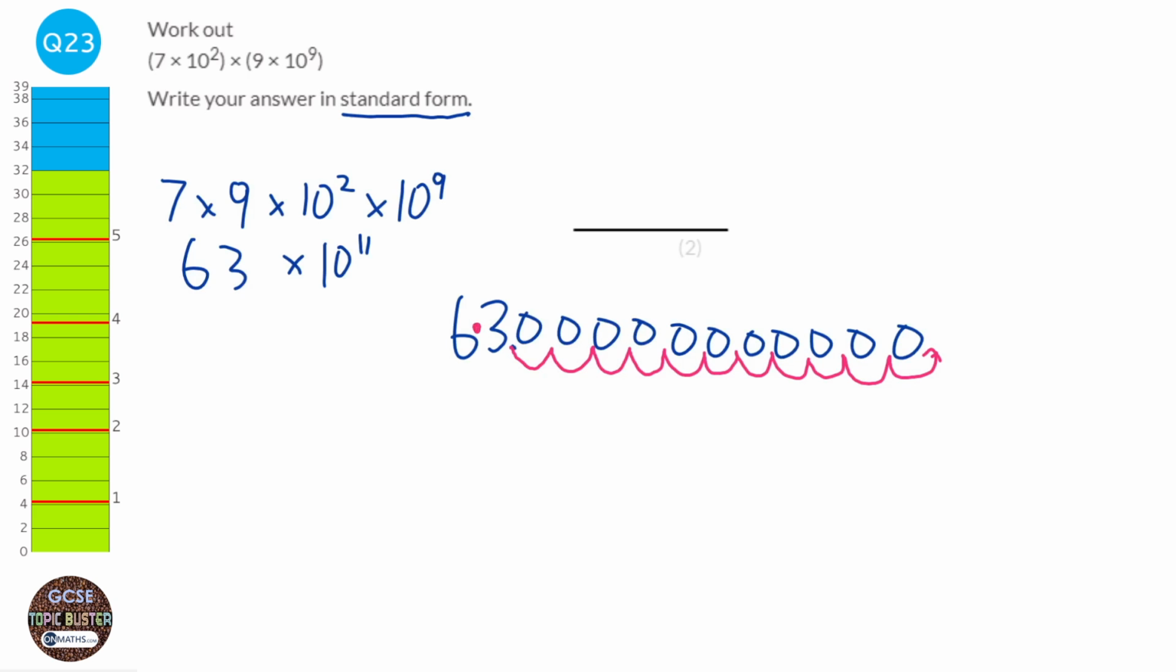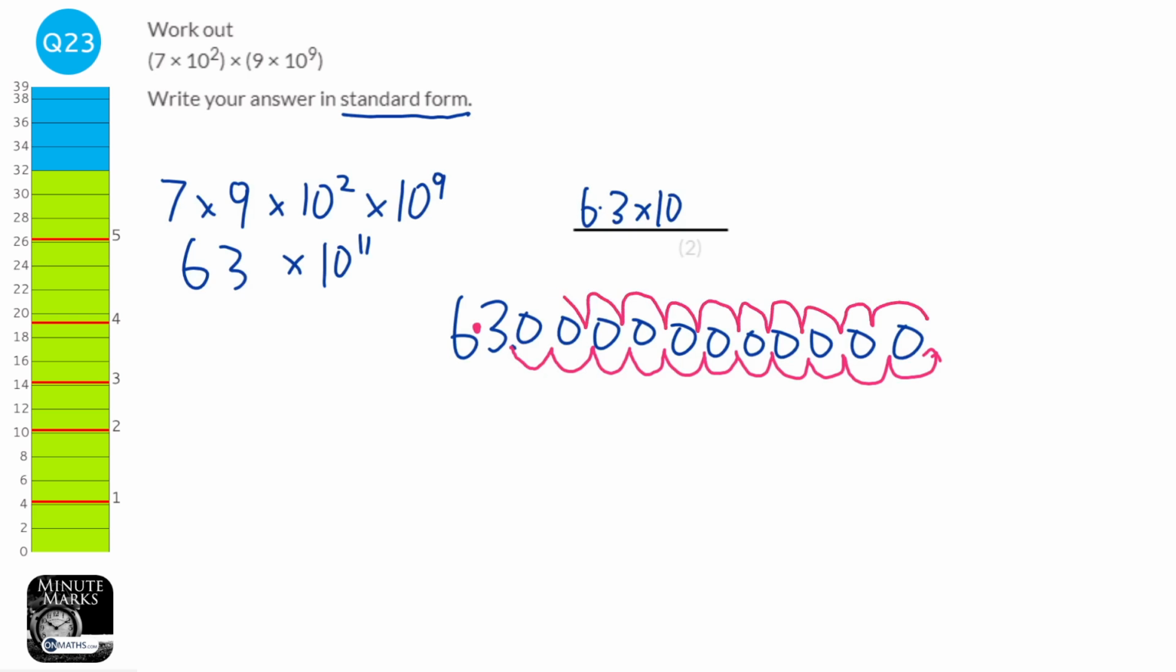Now, to make it a number between 1 and 10, not including 10, the decimal point needs to be here. So we want to end up with 6.3 times 10 to the power of, well, let's work that out now. So we go 1, 2, 3, 4, 5, 6, 7, 8, 9, 10, 11, 12. So it's going to be 10 to the power of 12. Now you don't need to do all the working out I've just shown there. You just need to know when you convert that 63 into a 6.3, you need to add 1 to the power.